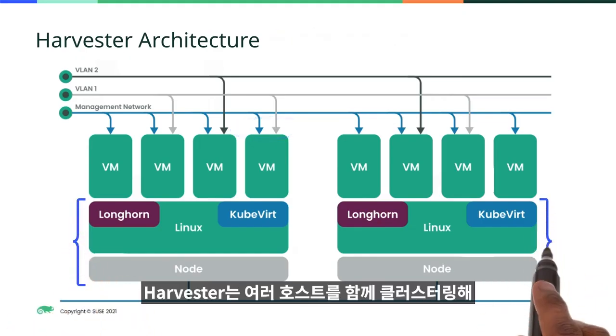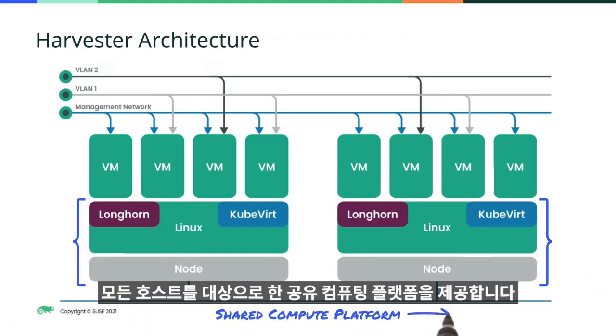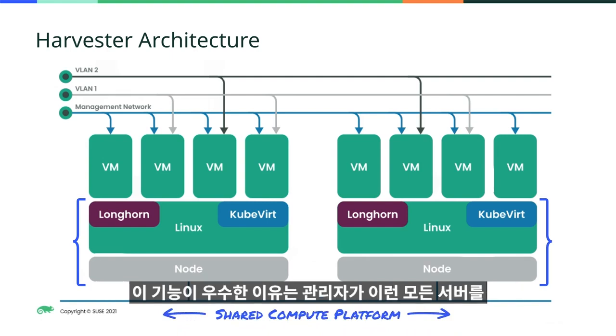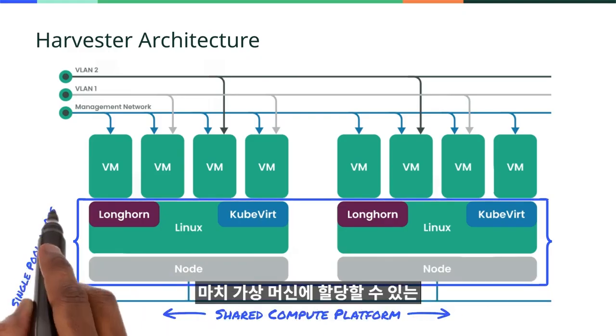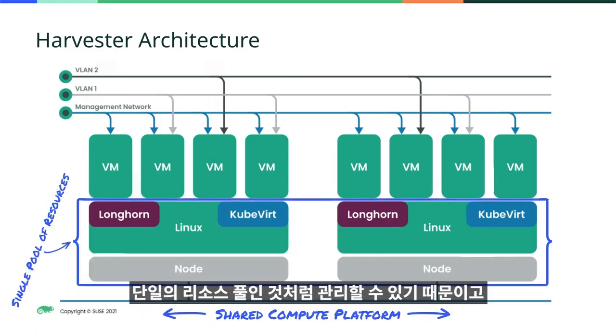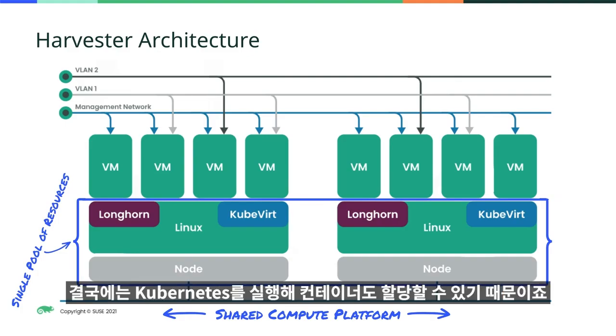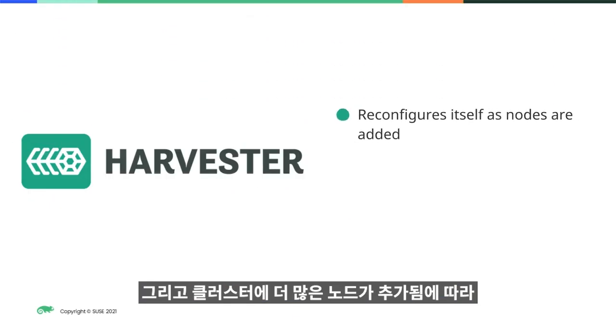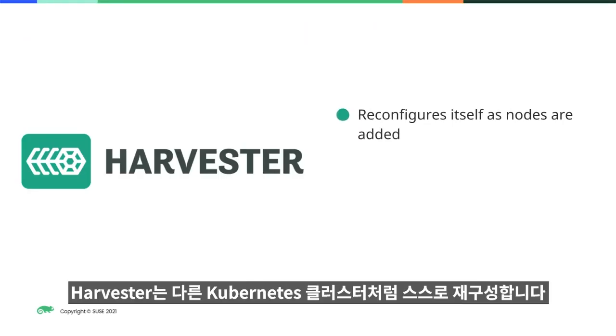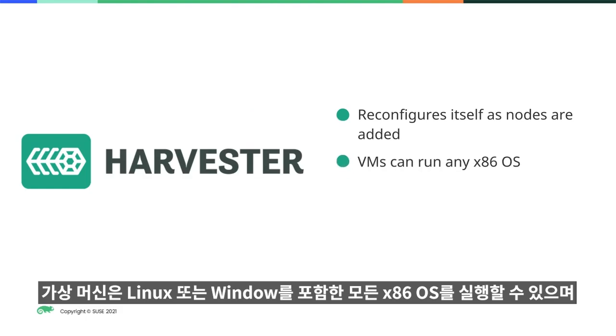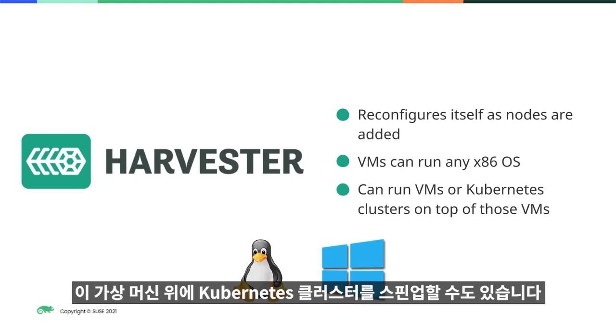Now, Harvester clusters multiple hosts together to provide a shared compute platform across all of them. This is cool because it allows administrators to manage all of these servers as if they were one single pool of resources that can be allocated to virtual machines and eventually, if running Kubernetes, to be allocated to containers as well. And as more nodes get added to the cluster, Harvester reconfigures itself just like any other Kubernetes cluster. Now, virtual machines can run any x86 operating system, including Linux or Windows, and users can start running virtual machines or spinning up Kubernetes clusters on top of those virtual machines.